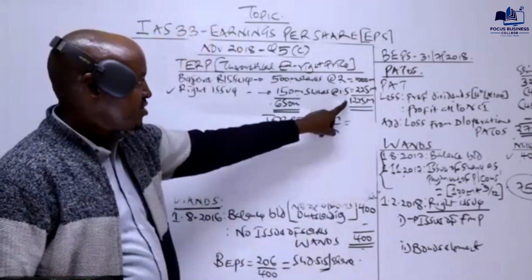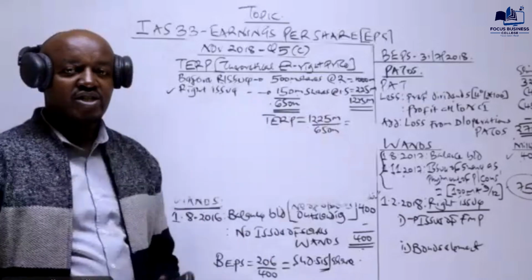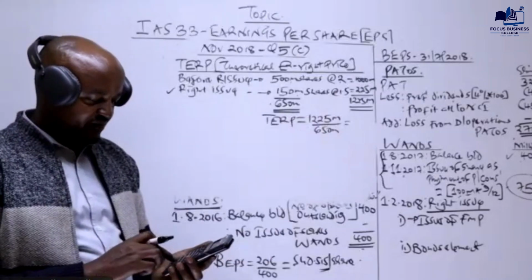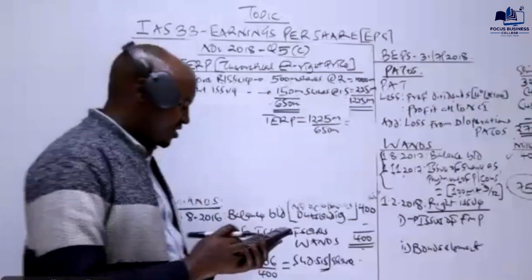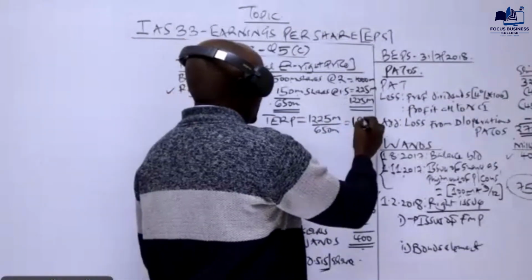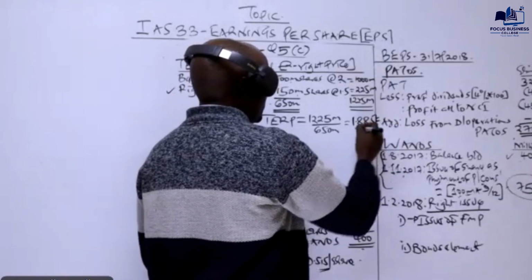Take the total market price of all the company shares, divide that with the shares issued by the company. 1,225 divided by 650, which will give us 1.885 shillings per share.